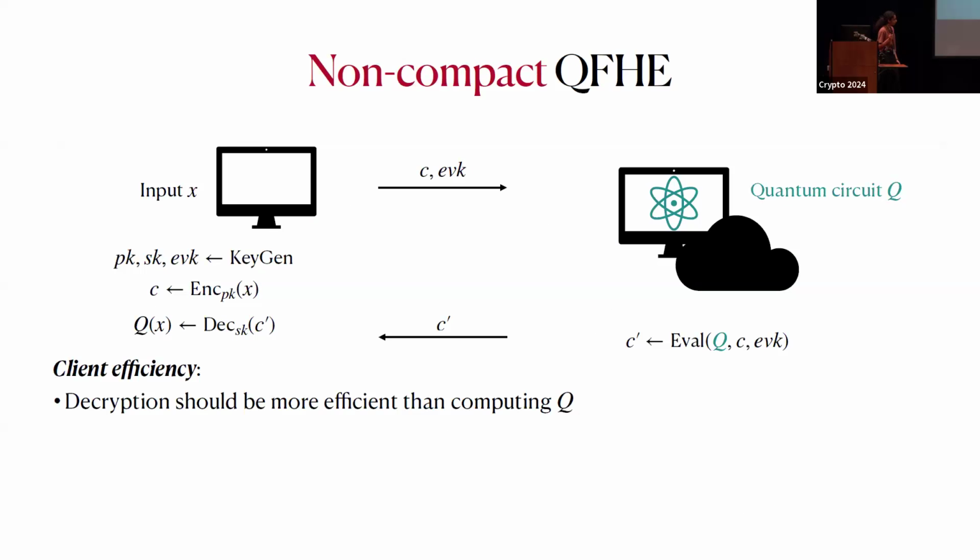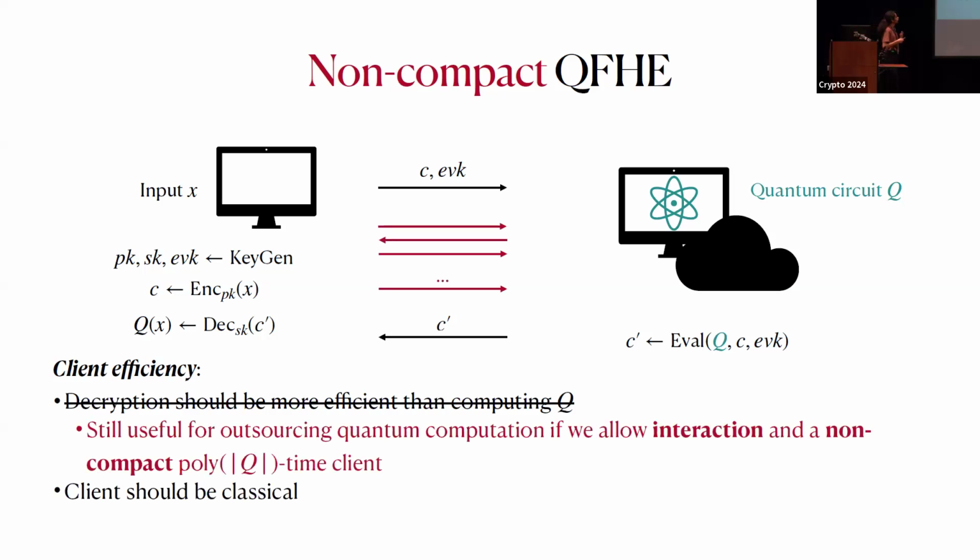Okay, so for a minute, let's consider a slightly different setting where the client is no longer an iPhone, but a slightly more powerful classical computer. In this case, the definition is still meaningful if we allow the client computation to grow with the size of the quantum circuit Q, and even allow more rounds of interaction. This is still a meaningful notion of outsourcing quantum computation.